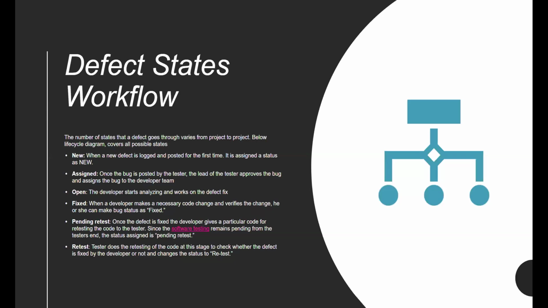Then open, like I actually said before I came to this slide, the developer starts analyzing and works on the defect fix. Then fixed, when a developer makes a necessary code change and verifies the change, he or she can make the bug status as fixed. So the status of the bug will now be fixed. He's now telling you that he has fixed it. Then you now go to test it before you confirm that this bug has been fixed. So you can now close it. So that means that defect has been closed.